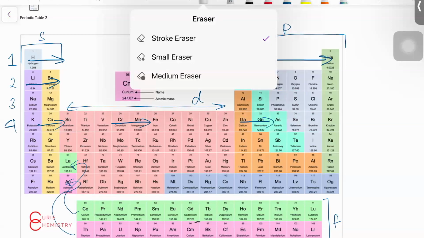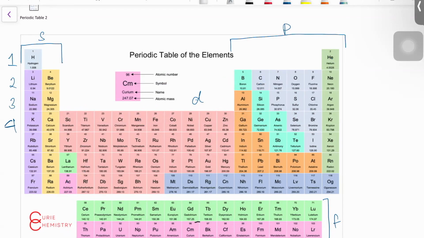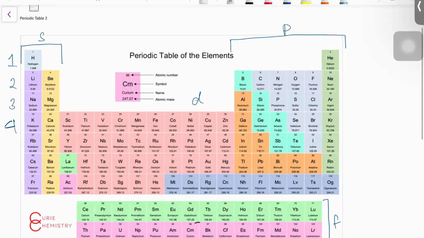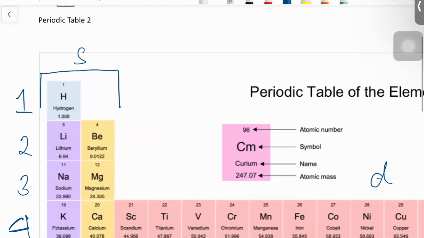So when you are assigning SPDF notation, you need to know the labeling, so S block, P block, D block, and F block, and then you need to know that each row represents an energy level. So the way you do it is, this hydrogen here is in row number 1 and it's in the S block. So the SPDF notation for hydrogen is going to be 1s, and because it's the first element, it only has 1 electron. So the SPDF notation for hydrogen is going to be 1s1.